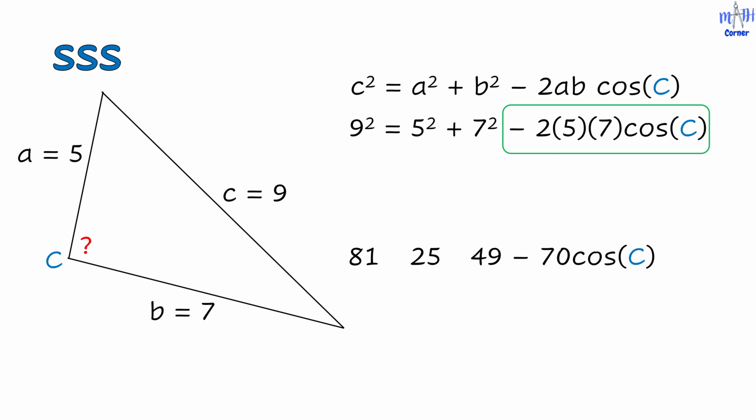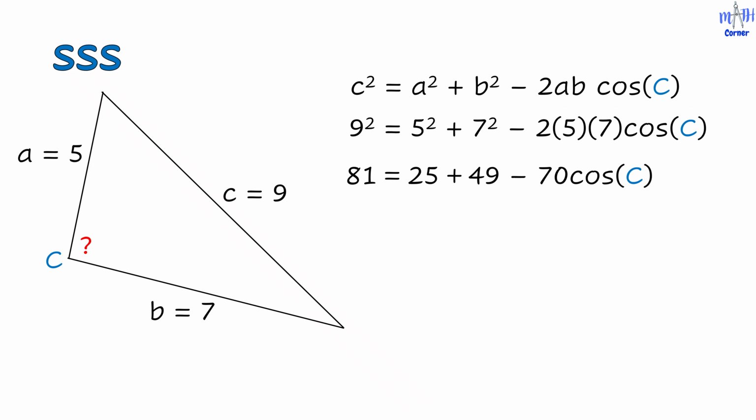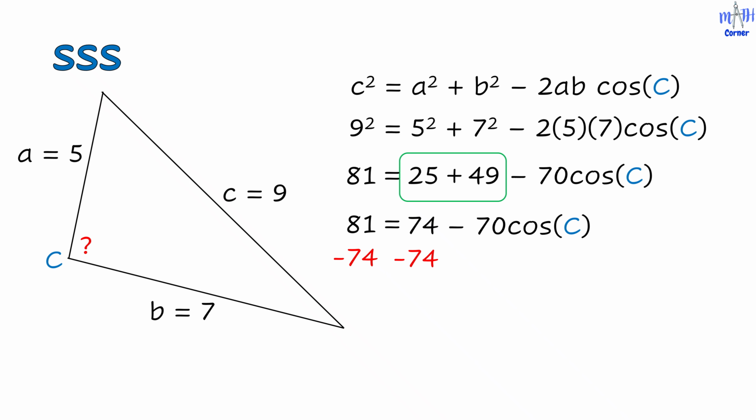Now we have 81 equals 25 plus 49 minus 70 times cosine of angle C. 25 plus 49 is 74, so we get 81 is equal to 74 minus 70 times cosine of angle C. Subtract 74 from both sides of the equation. 81 minus 74 is 7 and 74 minus 74 is 0. On the left side, we are left with 7. On the right side, we are left with negative 70 times cosine of angle C.